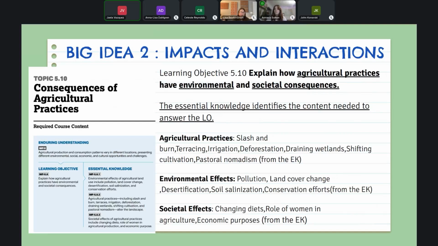What are the environmental consequences that are in the essential knowledge? And then I'm like, what are the societal? And then they know this information, right? And now it's like, okay, so we have all the answers within the EK and the learning objective. So then I go ahead and, next slide.